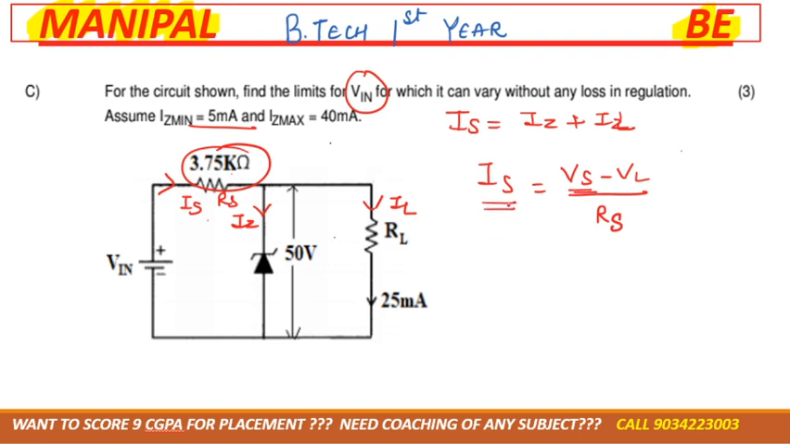IS we know, RS we know, VL we don't know, but we can calculate VL. As you know, particularly for this condition, Vz is equal to Vl. Vz is how much?